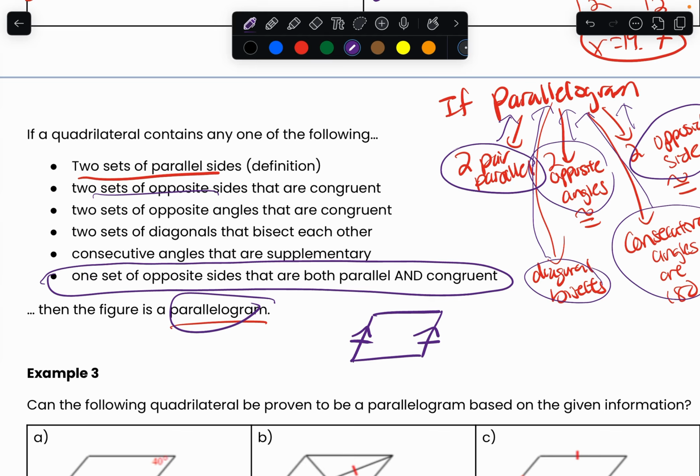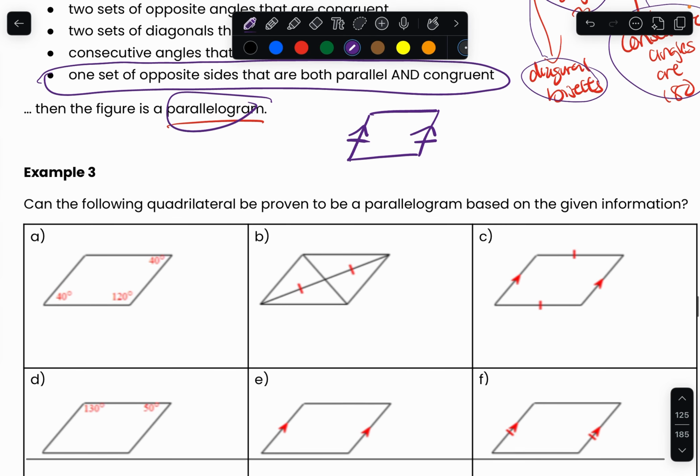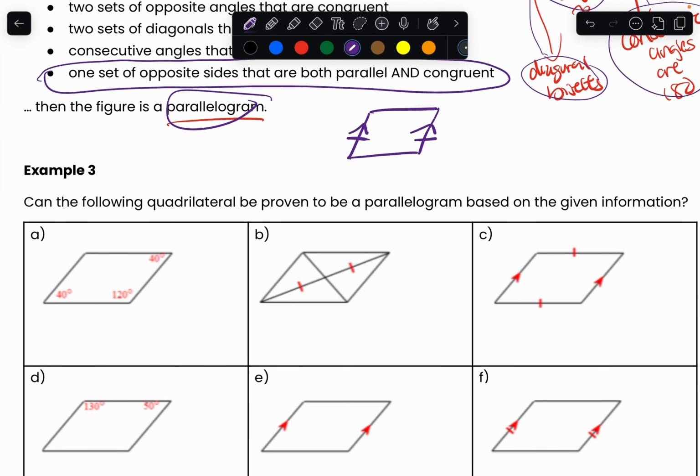So now let's look at example 3 and determine if the following shapes are going to be a parallelogram or not. Now, looking at the first one, okay? If you look at it, we're given angles here. And we know that if it's a parallelogram, then its consecutive angles must be 180 degrees.